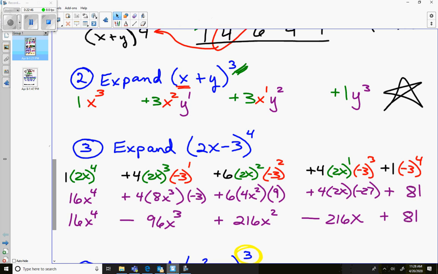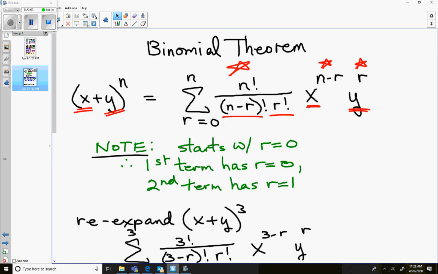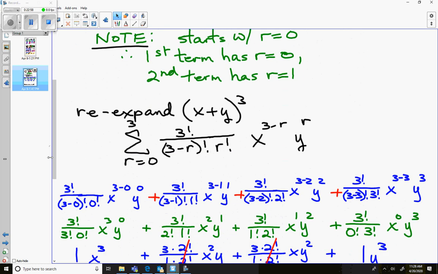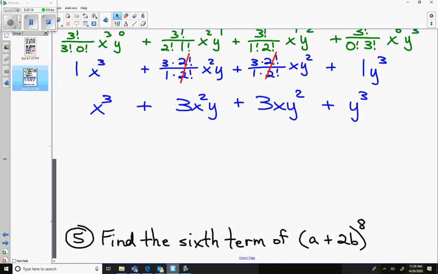Now, I'm not going to argue with you. I agree 100%. Pascal's triangle is a lot easier. Now, in your book, your homework, I think they might ask you to expand a few using the binomial theorem. Go ahead and do it because you need to practice with it. But I am not going to ask you to do an expansion. If you have to expand, I will allow you to do Pascal's triangle.